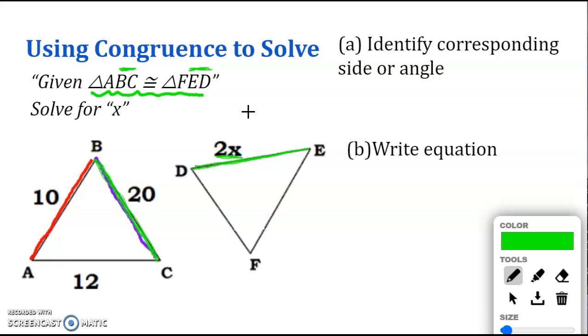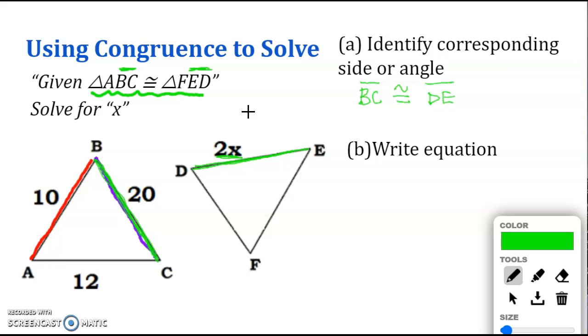So I know that side BC is congruent to side DE. That's what I would like you to start writing. And on the next page, next exercise, you're going to have to do this.